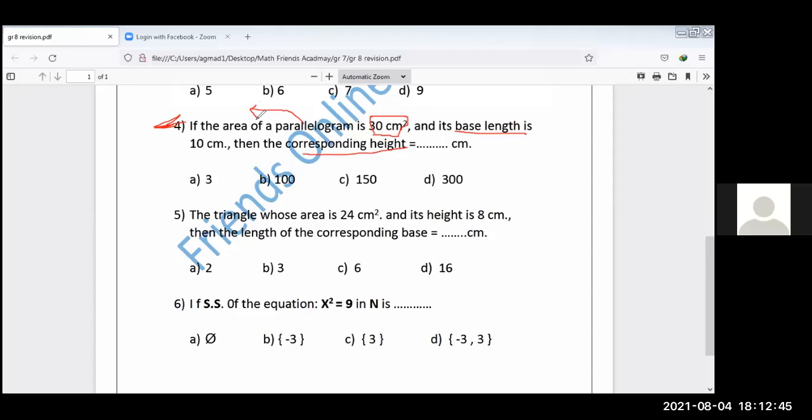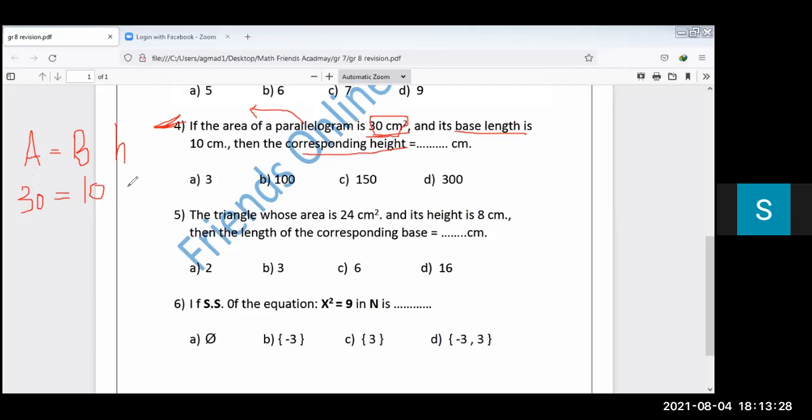I think it's half base multiply height. I think you said the rule of the triangle. I need the parallelogram. Base multiply height. Yes, that's the area of the parallelogram, base times height. Now, he gave me the area already, it's 30. Okay, 30 by 10 equals 300.